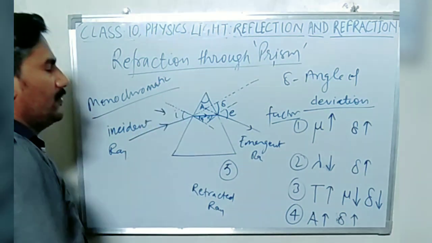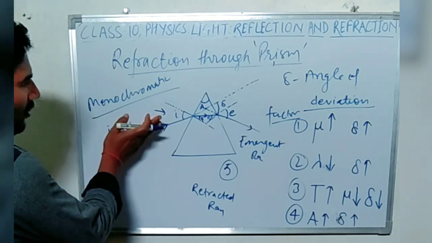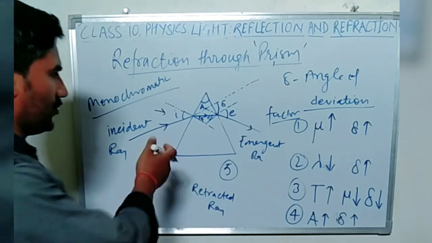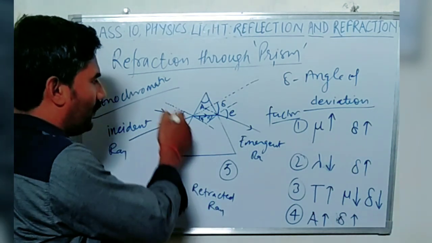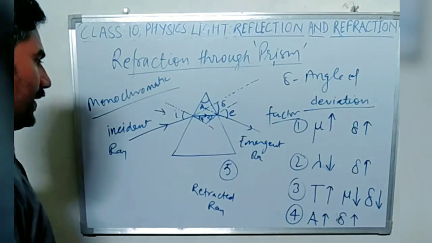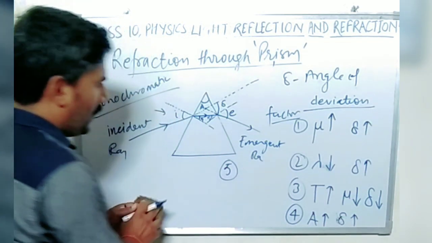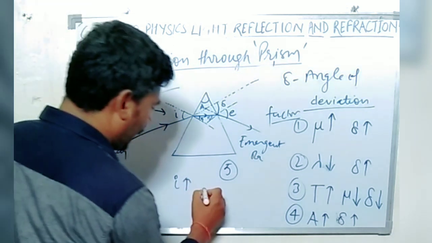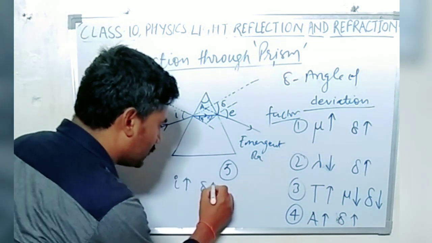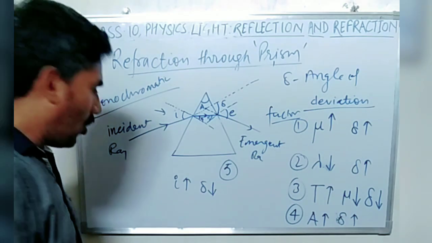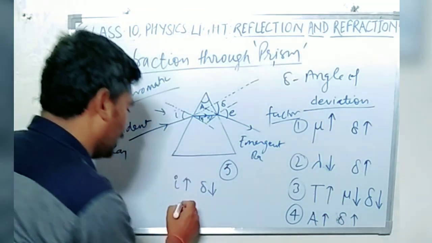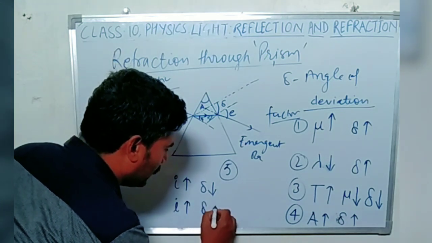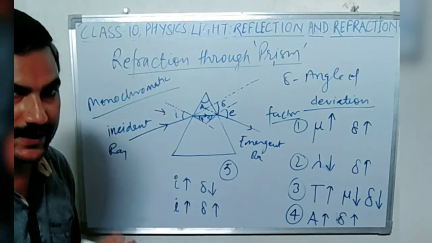Here, the angle of incidence. Suppose the angle of incidence is increased, what will happen? This is the most important factor we should discuss. What will happen if the angle of incidence increases? In this, we have two cases. Firstly, if we increase the angle of incidence, the angle of deviation will decrease. On further increasing the angle of incidence, the angle of deviation will be increased.